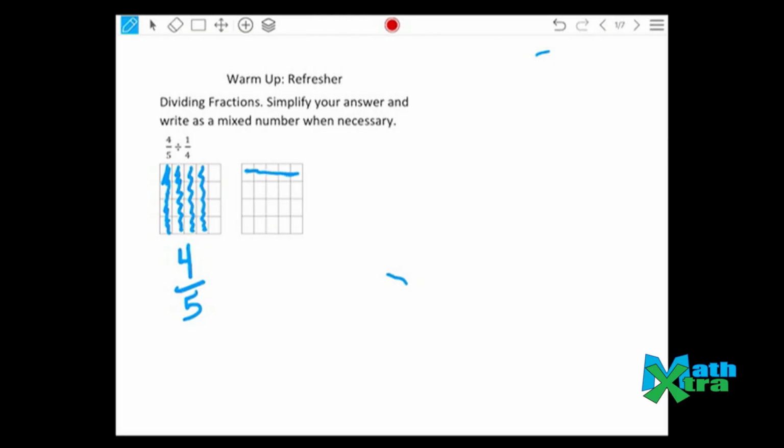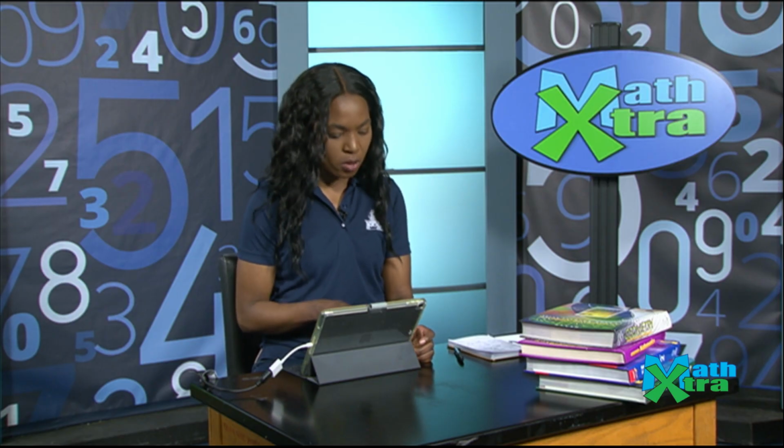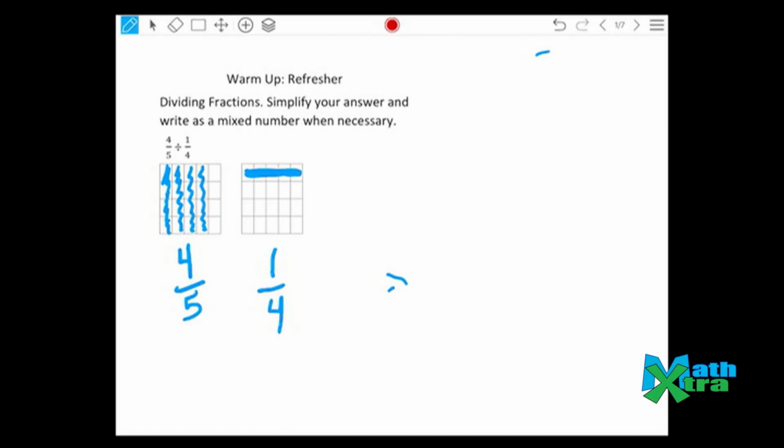Now let's go ahead and shade in 1/4 on our other model. Shading in 1/4 on this model, we're going to shade in horizontally, because if we shade in vertically, it'll actually be 1/5 and not 1/4. So let's make sure we've shaded in correctly. For the first model, we have 4/5. We've shaded in 4 out of the 5 blocks. In the second model, we have 1/4. We've shaded in 1 out of the 4.